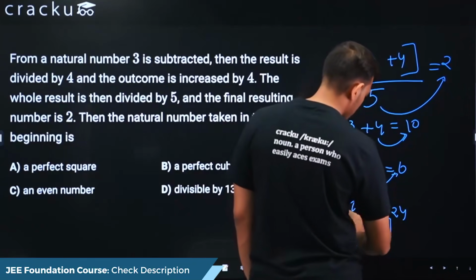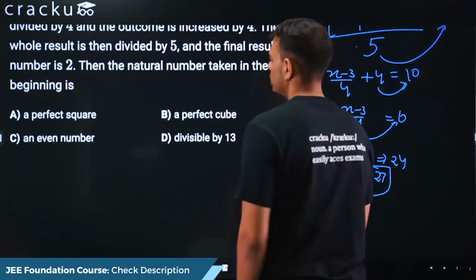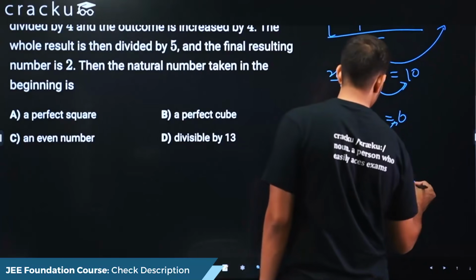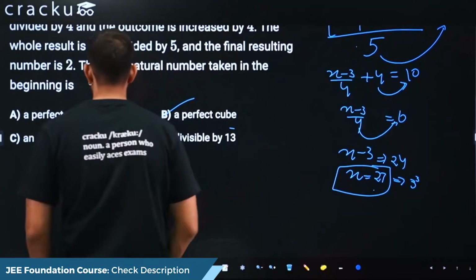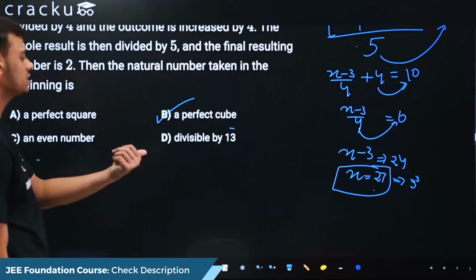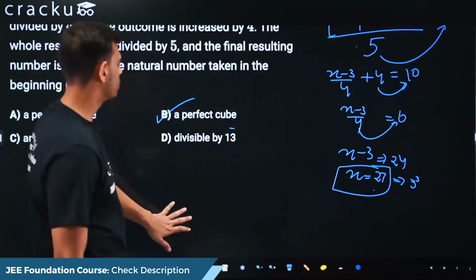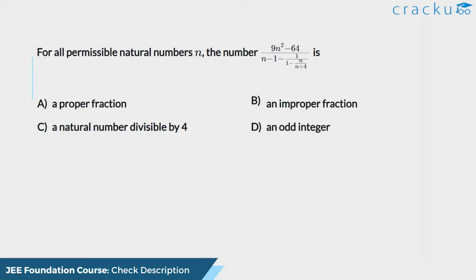Now we need to choose the correct option depending on this number. Is it a perfect square? No. 27 is a cube of 3. Is it a perfect cube? Yes. Correct answer is option B. An even number? No. 27 is an odd number. Divisible by 13? No. 27 is not at all divisible by 13. So the correct answer will be option B.